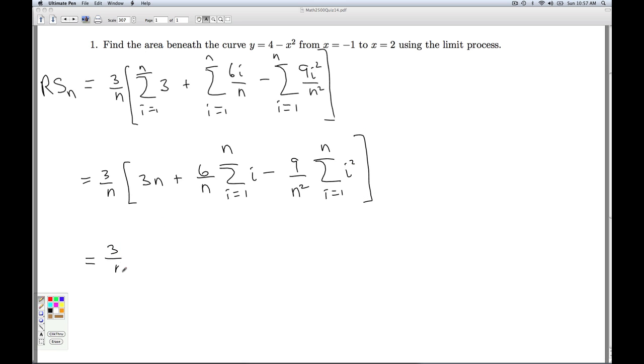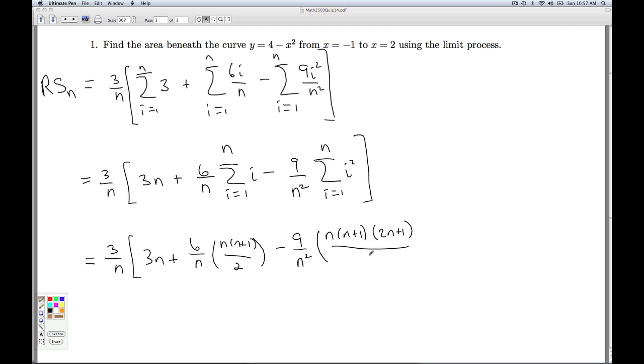So I get 3 over n times 3n plus 6 over n times the sum from i goes from 1 to n of i, that's n times n plus 1 over 2, minus 9 over n squared times the sum i goes from 1 to n of i squared, n times n plus 1 times 2n plus 1, all divided by 6. So once again, these are two formulas you're going to need to know from the book.